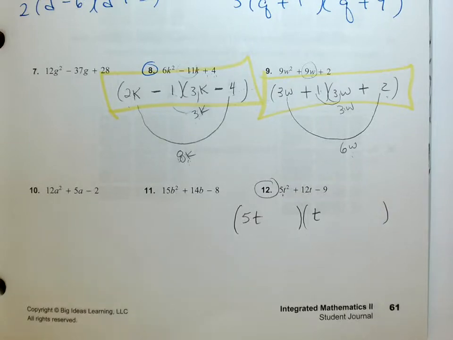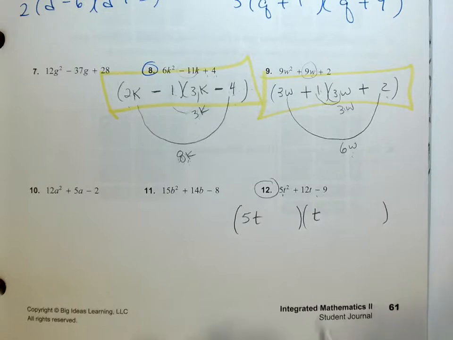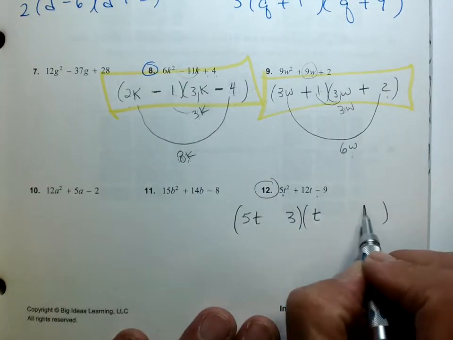And then what times what makes 9? Probably 3 and 3. Now, one's got to be positive. I'm going to need a positive 3 and a negative 3 because I need to make a negative 9. So positive 3, negative 3. So let's go 3 and 3, right?